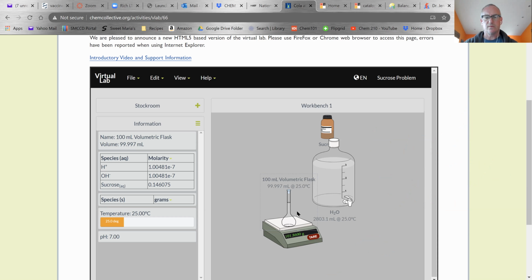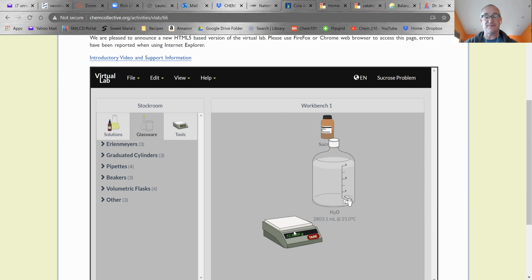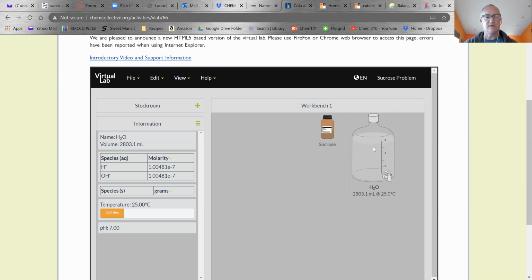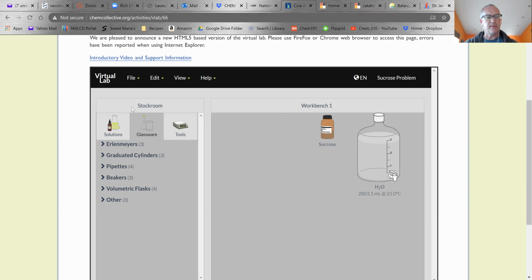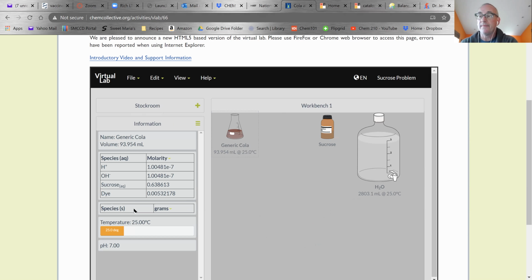So let me get rid of that. Now, one thing that this didn't do particularly well is when we go to the stock room, when we go to solutions, here we go. So here's our generic cola.